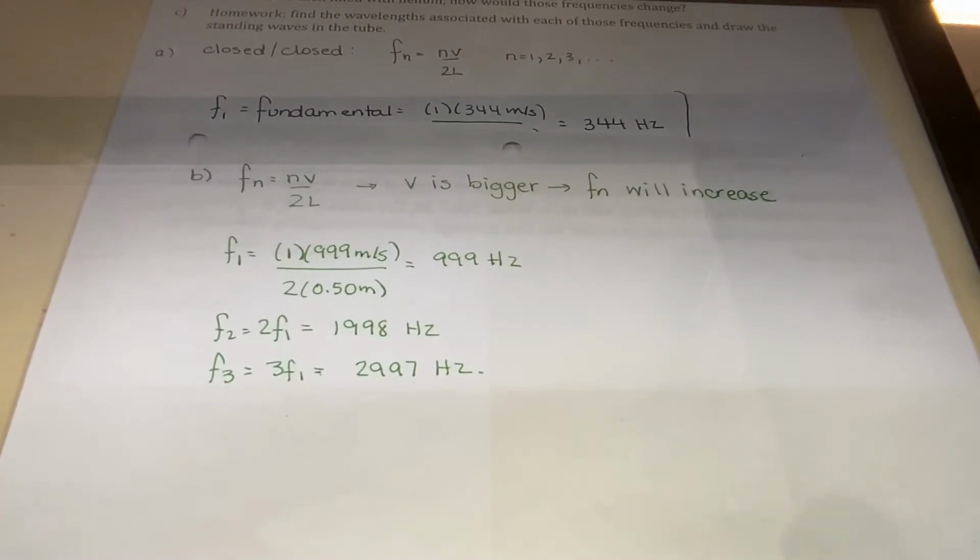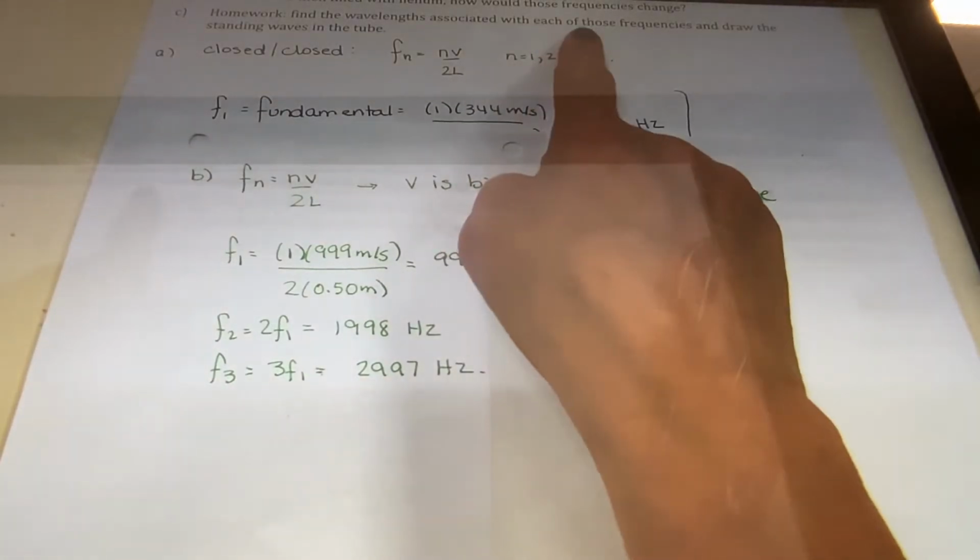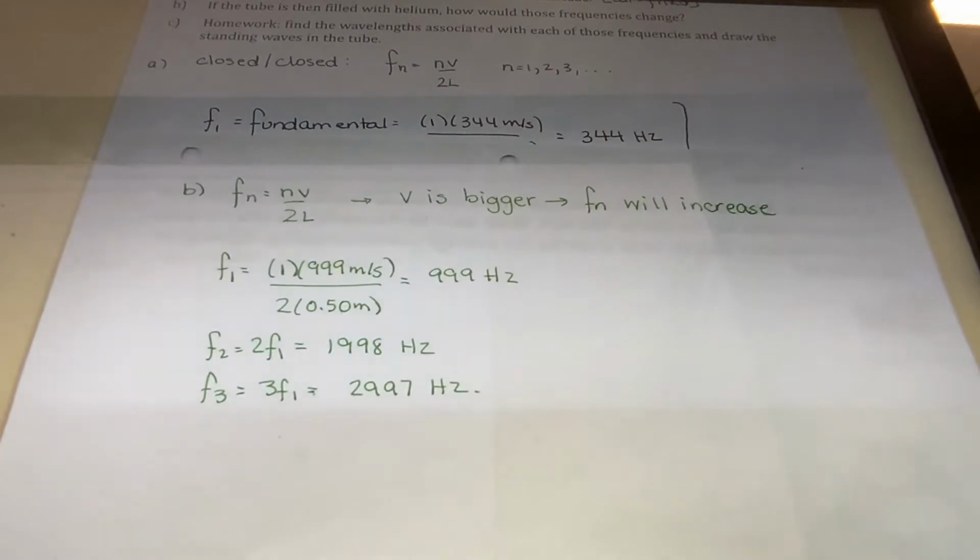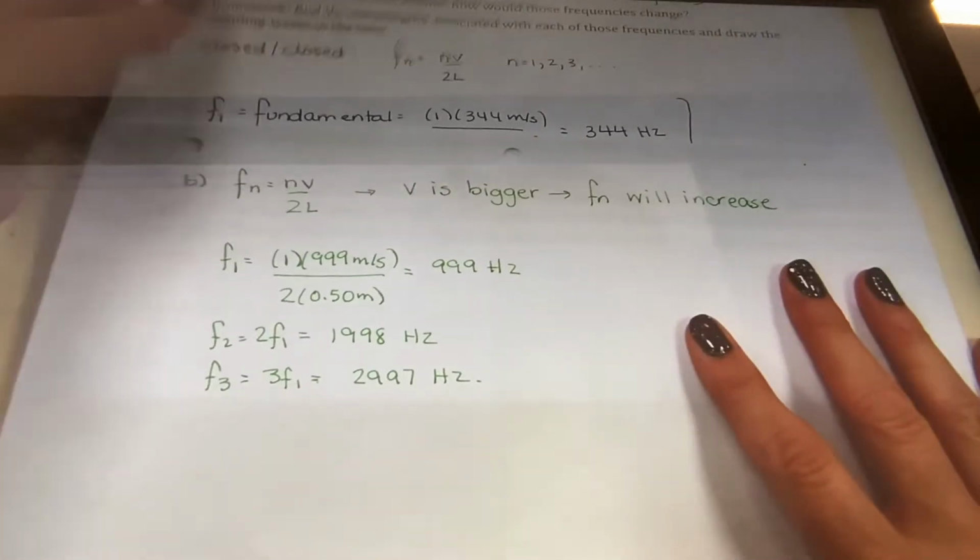For a homework exercise, you can try and find the wavelengths associated with each of those frequencies and draw those standing waves in the tube. When you're drawing the waves in the tube, you might notice that the question doesn't specify draw the pressure waves or draw the displacement waves. That means you can choose for yourself which set of waves you prefer to draw. Just be sure you label it, that you show did you draw pressure or did you draw displacement. Okay, questions? You still good?